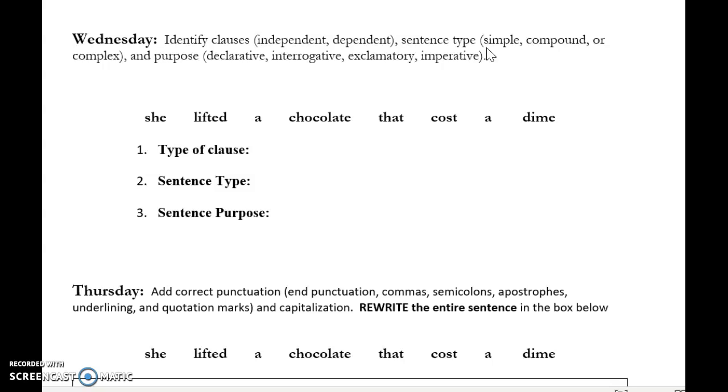After that, then decide its purpose. Is it declarative, a regular statement? Is it interrogative, a question? Is it exclamatory, something with excitement? Or is it imperative, with a command? Okay, so type your answers in your spot below.